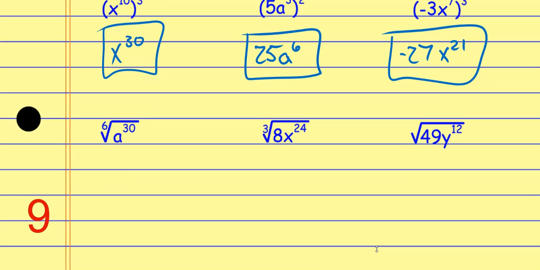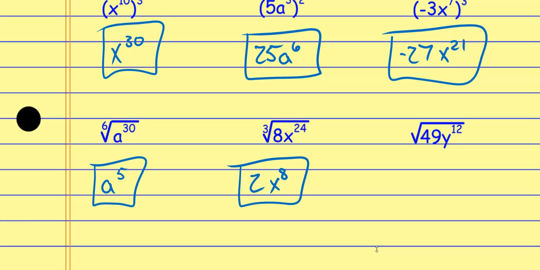Roots work the same way. Remember, I divide the exponents. So here, 30 divided by 6, that's going to be an a to the 5th. All right? If I look at the next one, again, the number out front acts the same way it's always acted. The cube root of 8 is 2. And now I divide the exponents. The exponents get the different operation. Okay, so when I divide those, that gives me an 8.